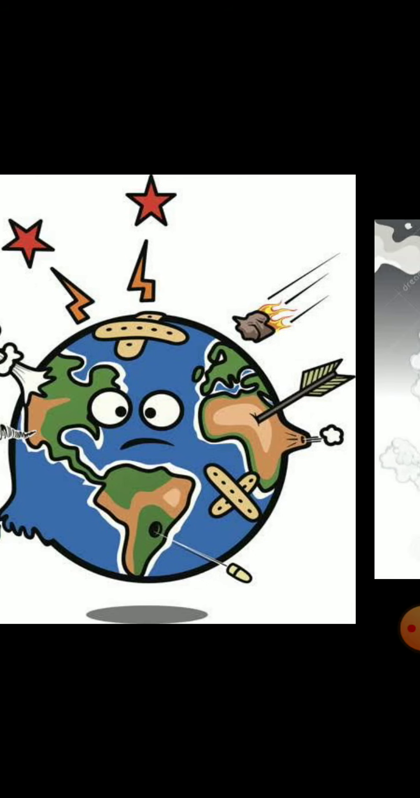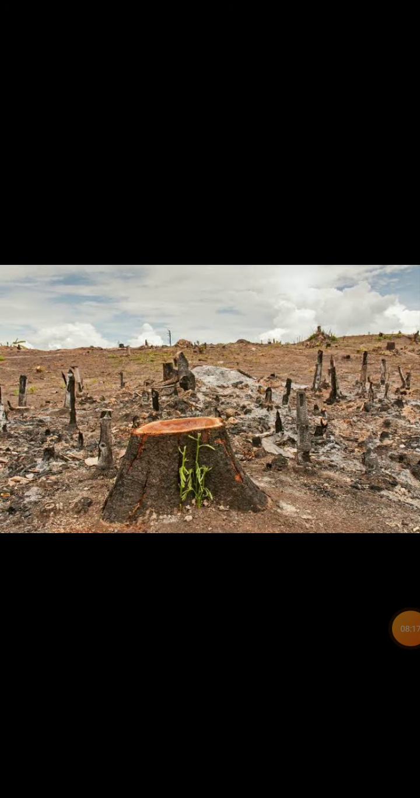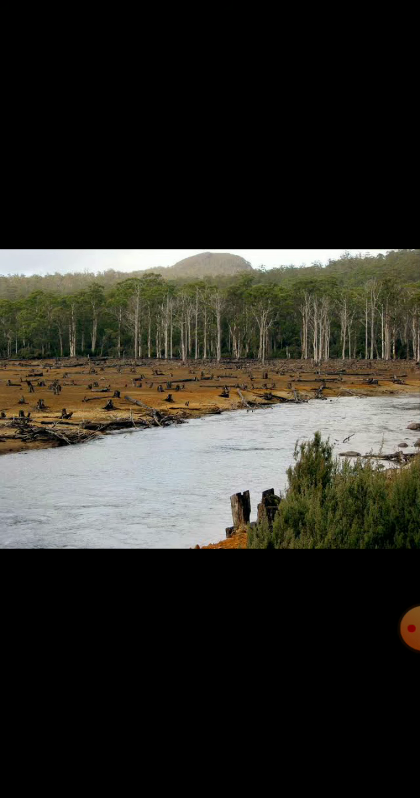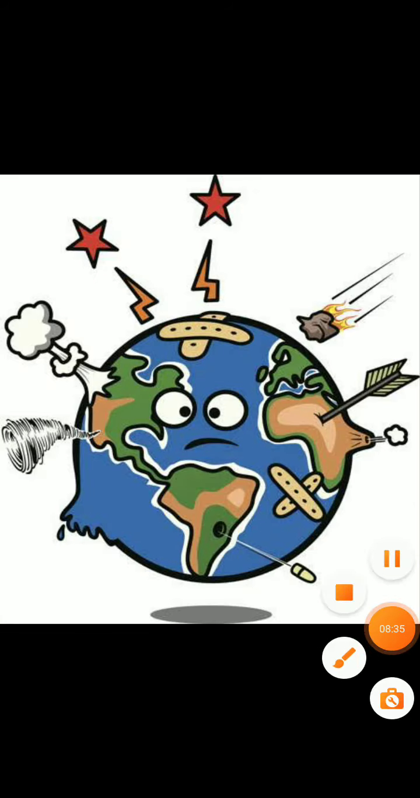And the third problem was the environmental problem. Why? Because this was the result of deforestation and the loss of biological diversity. So here we have learned three types of problems: social problems, economic problems, and environmental problems. We also learned the reasons for these three types of problems.